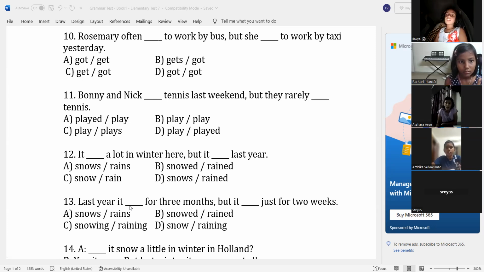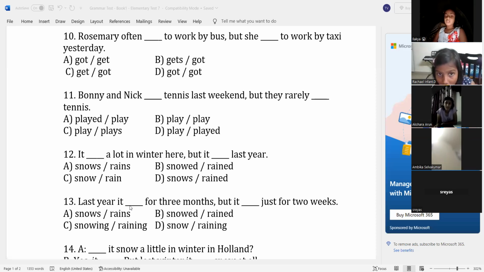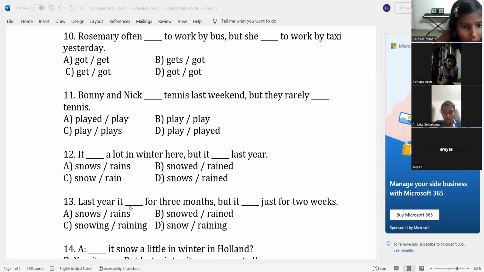Sir. I can't hear your voice. Just listen, don't worry. Akshara, keep quiet. B, R, C, R, D. B for boy. B for buy. Rachel, your answer. Not Bonnie and Nick, number 12. Super. Sir, can I change my answer? Yeah, go ahead, Akshara. D, sir.